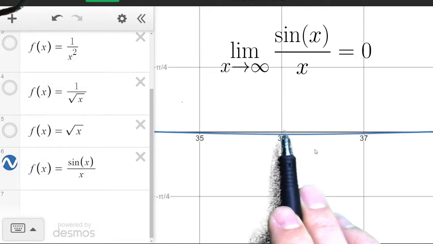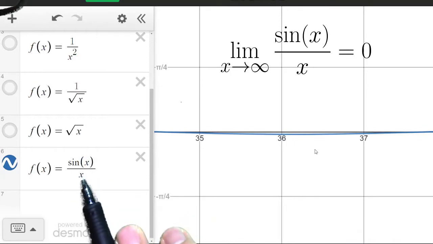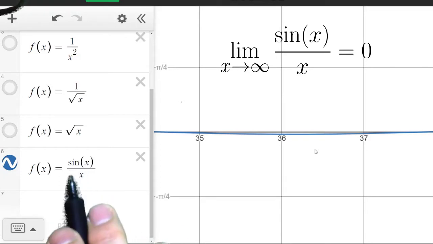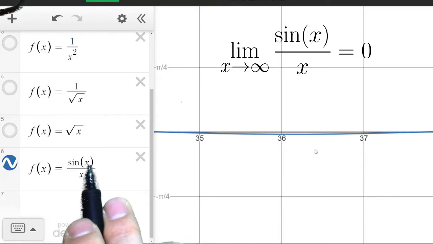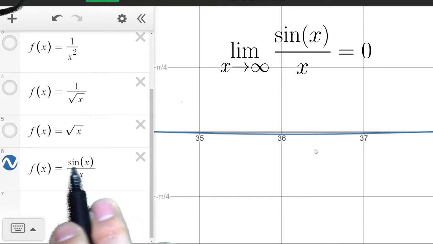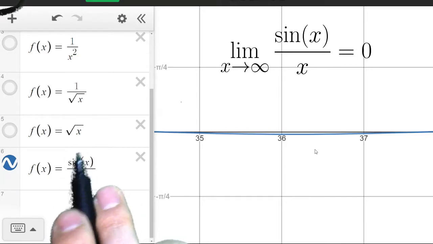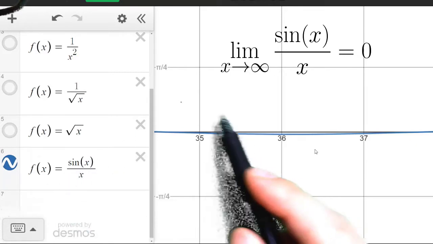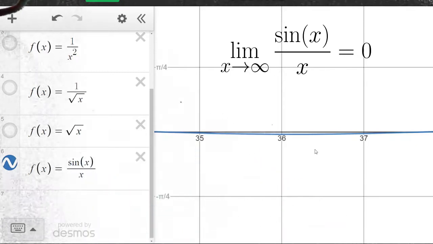So the limit as x goes to infinity of sine x over x is 0. It's getting closer and closer to 0. And you can reason that out, right? The denominator is getting bigger and bigger and bigger as x goes to infinity, but the numerator is always between -1 and 1. We know that about the sine function. So the numerator is not really getting big, but the denominator is, and so the result is that the whole expression will be getting small.